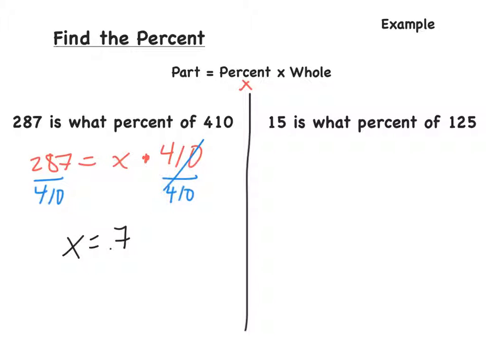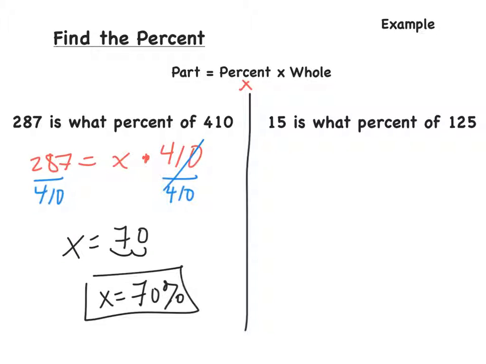But I want it as a percent. So remember, you have to move the decimal point over twice. So x is equal to 70%. 287 is 70% of 410. So what I want you to do, pause the video, try this one off to the right, unpause it when you're ready to see what I've done.